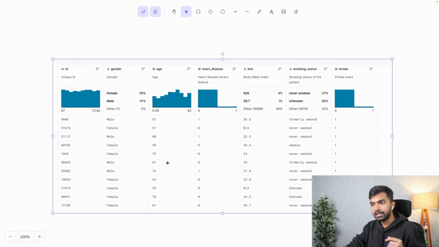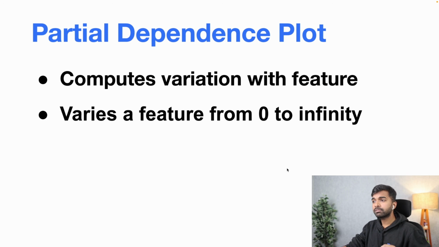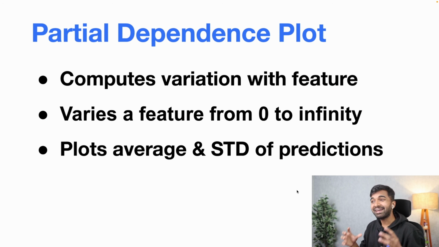So at every age, keeping everything else constant, you just vary the age from 0 to infinity, or 0 to 50, let's say, and you make predictions on this training or test set, and then you take the average of those predictions and maybe also look at the standard deviation. So it varies a feature from 0 to infinity, and then it plots the average and standard deviation of the predictions, and that is why it's called a partial dependency plot. That is, how does the target value depend on the variation of a particular feature while keeping everything else constant.